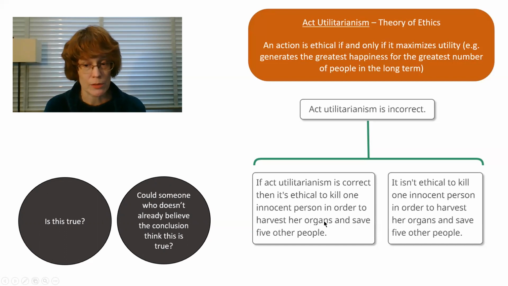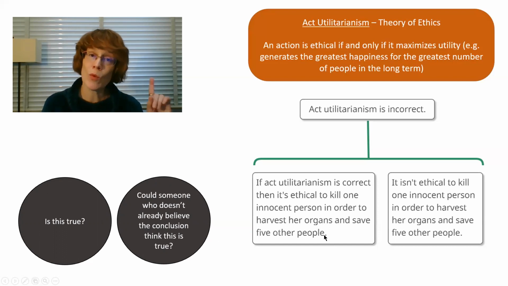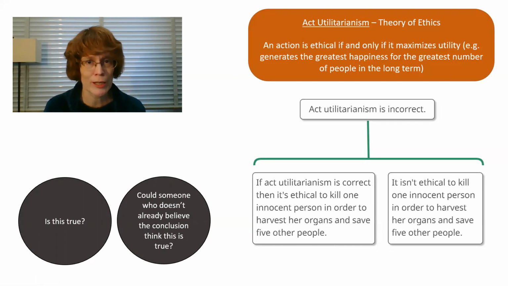The first premise: if act utilitarianism is correct, then it can be ethical, at least under some circumstances, to kill one innocent person to save 5 others. So just think about that. Do you think it's true? And do you think that someone who doesn't already believe the conclusion could think that it's true? You can pause this video right now and think about it if you want.